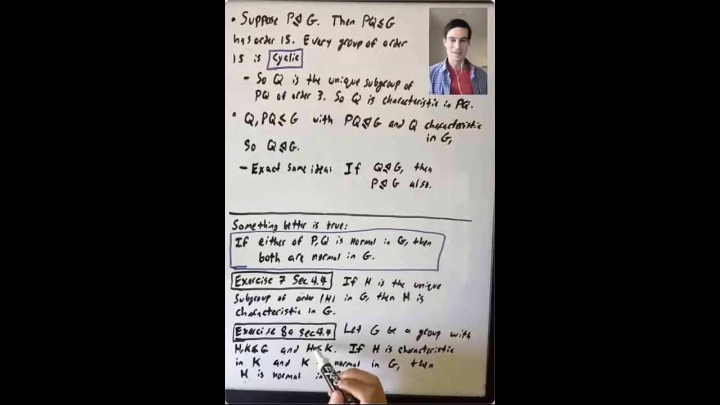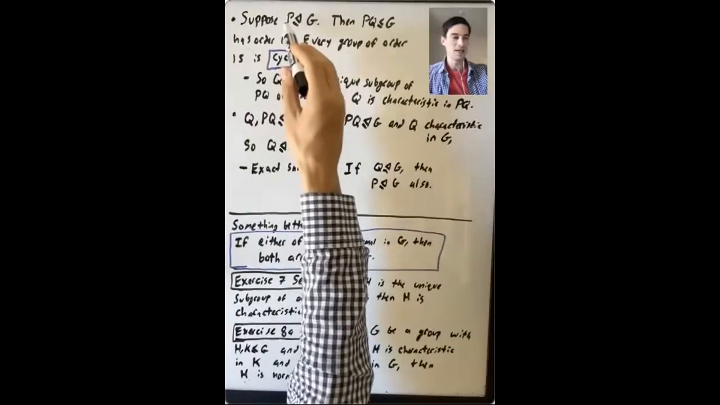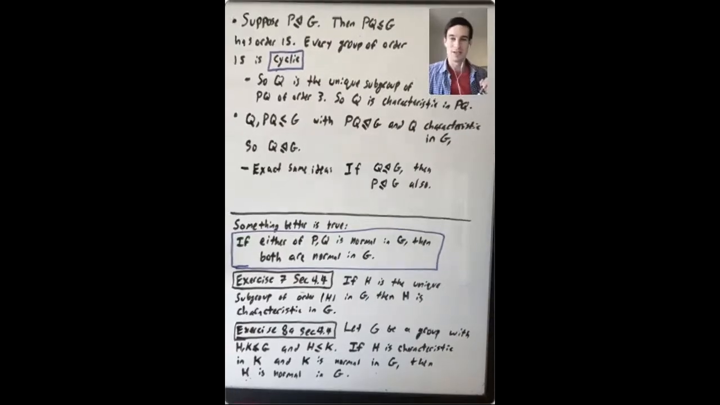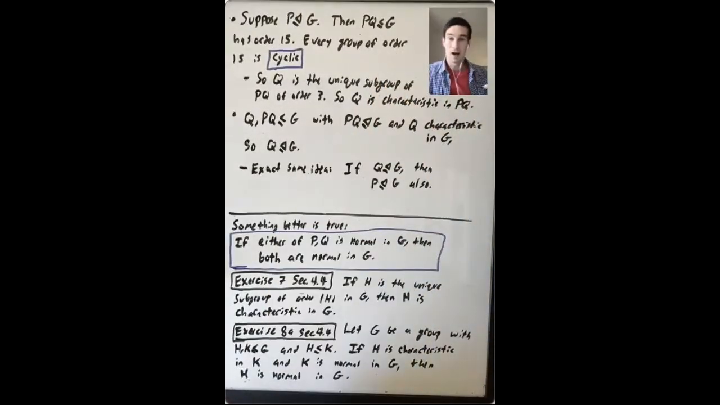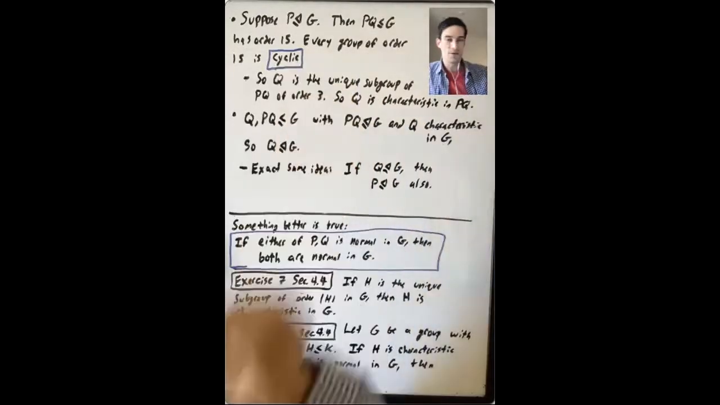So now that we have the statements of these two exercises, let's suppose that P is a normal subgroup of G. That means that PQ is a subgroup of G of order 15. And we know that every group of order 15 is cyclic. Why is that? 15 is 3 times 5. It's a product of primes P and Q, where Q is not 1 mod P. So what does that mean? We have this cyclic group of order 15.